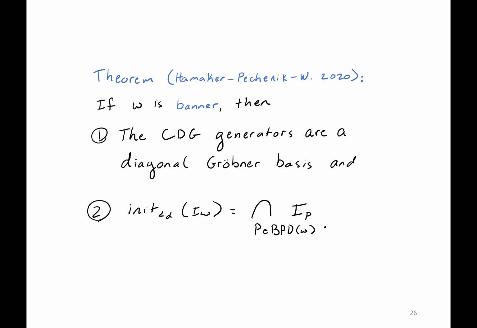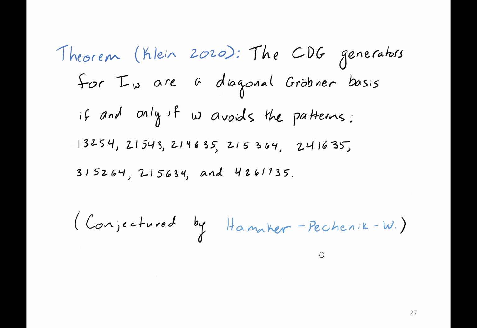the CDG generators are a diagonal Gröbner basis, and then the Knutson-Miller style result holds. These coordinate subspaces are being indexed by bumpless pipe dreams. And we also conjectured a pattern condition, a pattern avoidance condition for when we expected CDG generators to be Gröbner. And so this pattern condition was proved by Patricia Klein, and she used liaison theory.